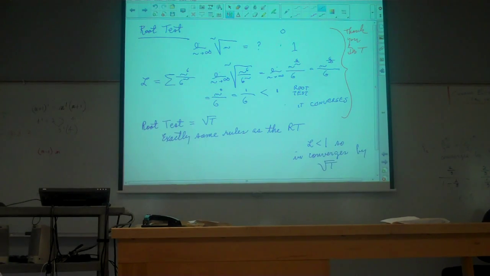That's why they're taught together. They have exactly the same rules. If L is equal to 1, tough luck. If it's less than 1, it converges. If it's greater than 1, it diverges. And all you do is you just in-root it. You in-root it. That's all you do.